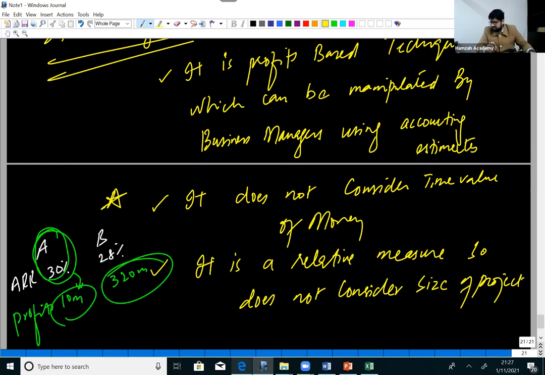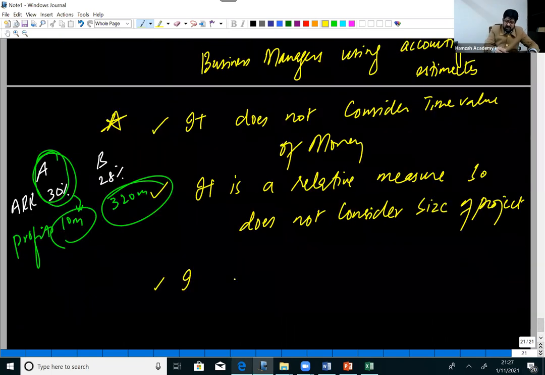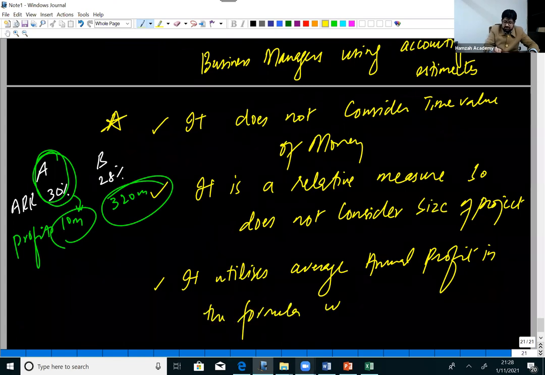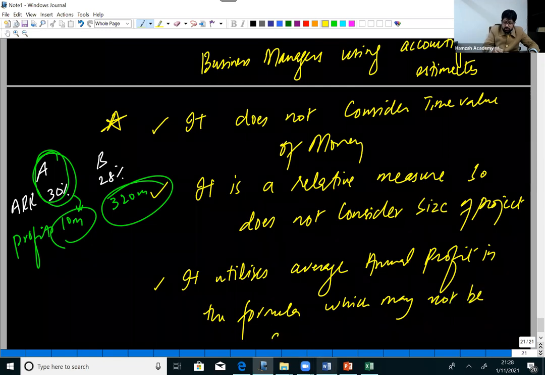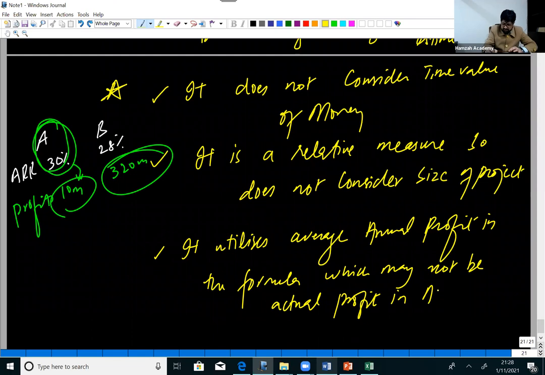Now, it utilizes average annual profit in the formula, which may not be actual profit in any year. Note down, I'll explain.